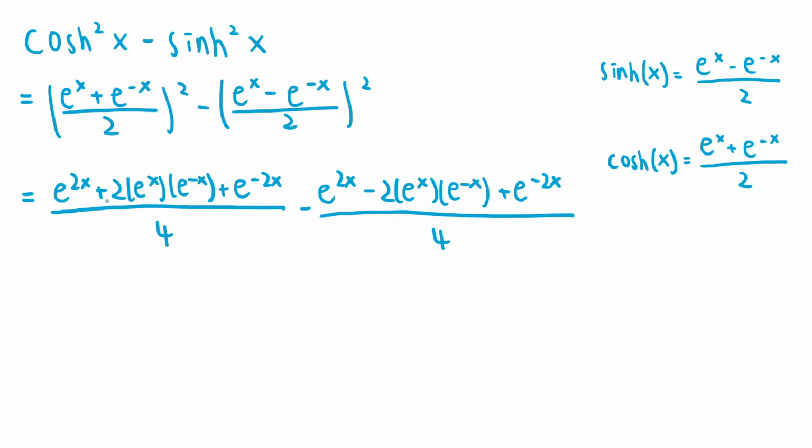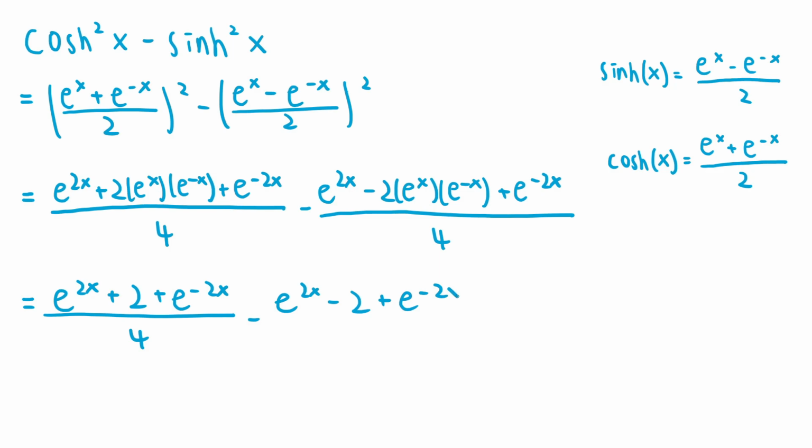We can simplify the 2 times e to the x times e to the negative x terms as 2, because e to the x times e to the negative x equals 1 using exponent laws. So we can simplify the expression as (e to the 2x plus 2 plus e to the negative 2x) all divided by 4 minus (e to the 2x minus 2 plus e to the negative 2x) all divided by 4.